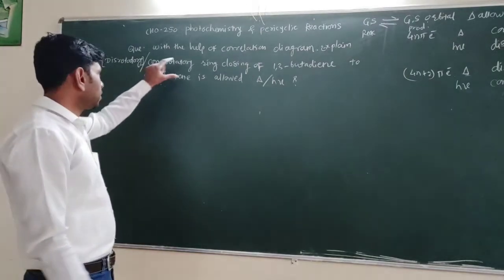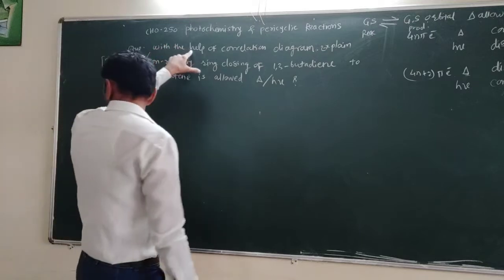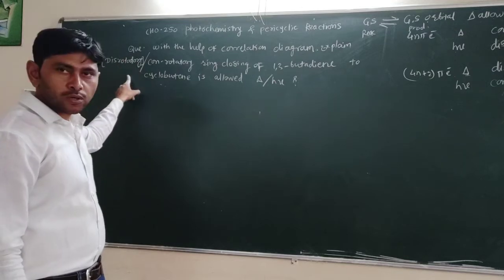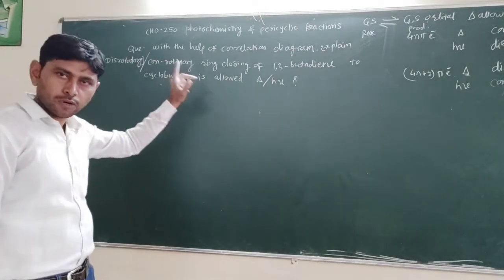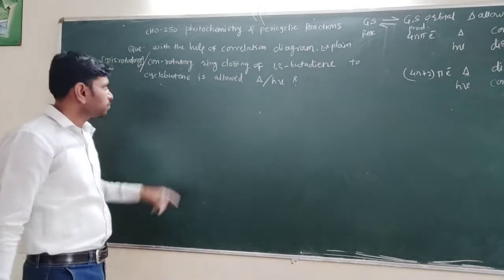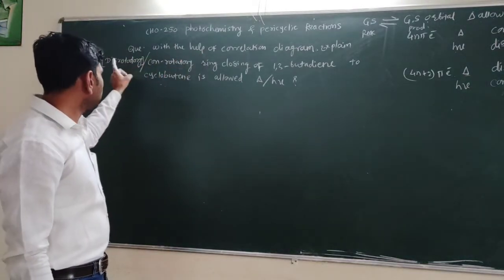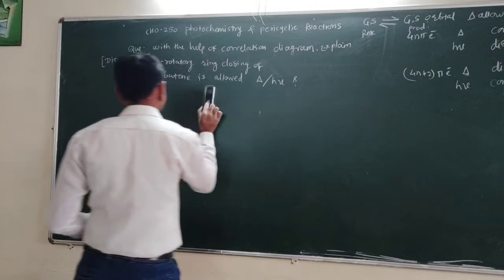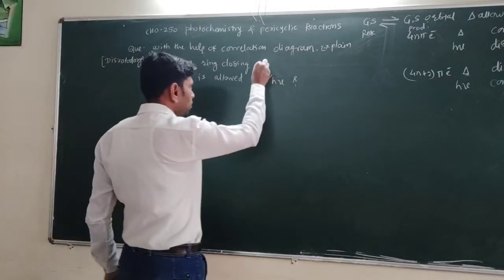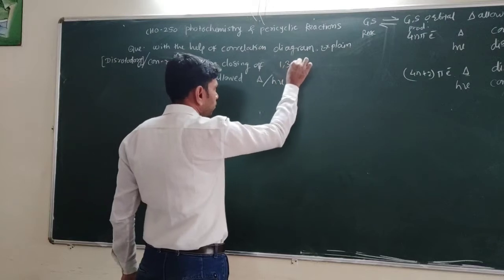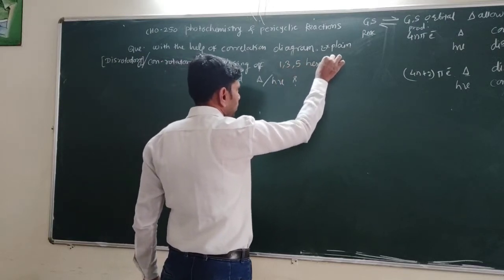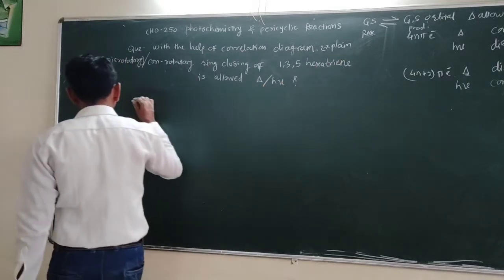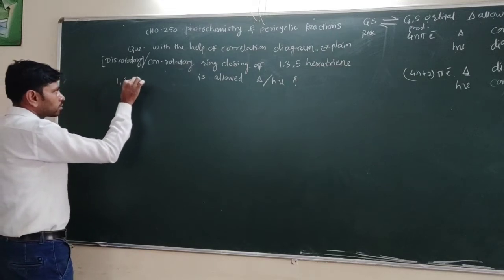So the question remains the same, but here the reactant molecule changes. With the help of correlation diagram, explain disrotatory or conrotatory ring closing. Here we have to consider one of those, conrotatory or disrotatory. Here we have to change the example. So 1,3,5-hexatriene, 1,3-cyclohexadiene.